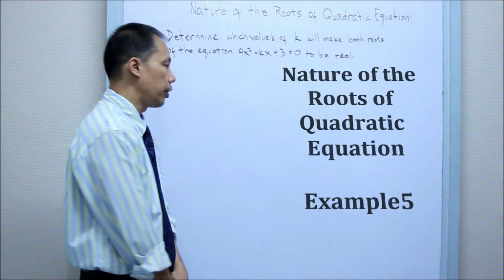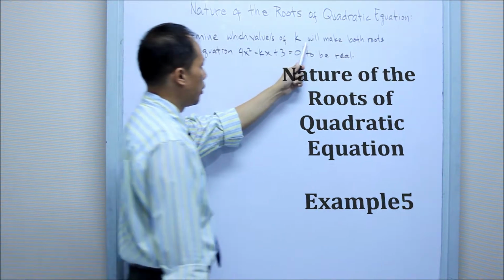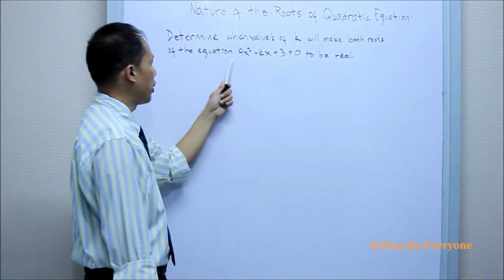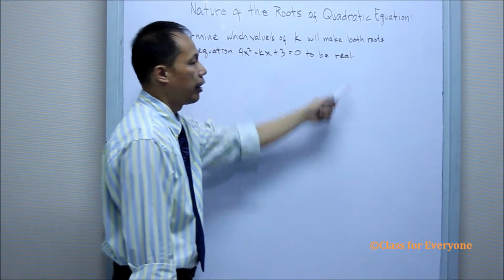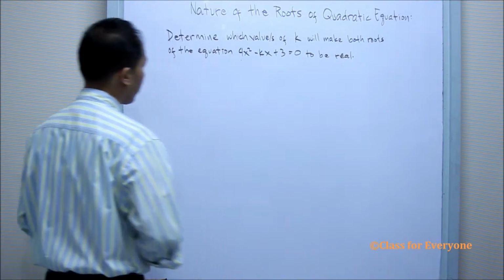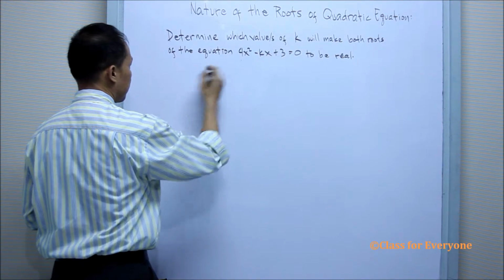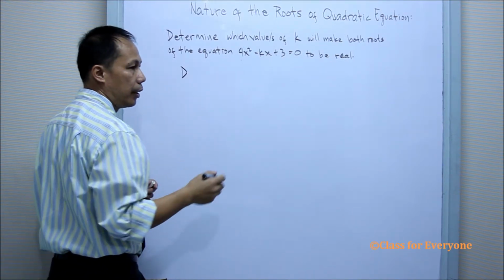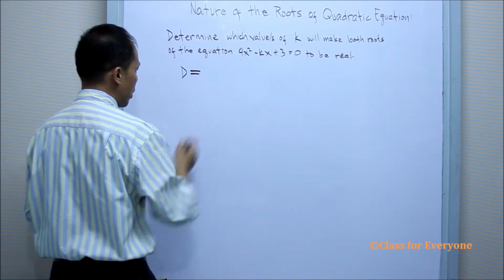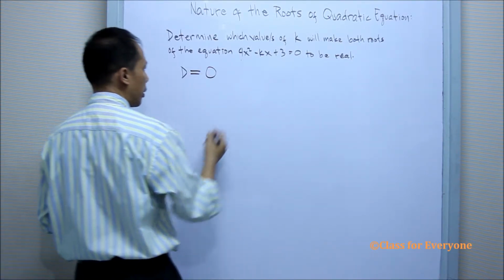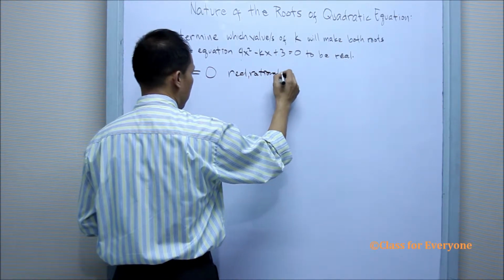Let us have another example wherein we are going to determine which value or values of k will make both roots of the equation 4x squared minus kx plus 3 equals 0 to be real. So, for the discriminant to be a real number, the discriminant is equal to 0. Because the nature of the roots will be real, rational, equal.